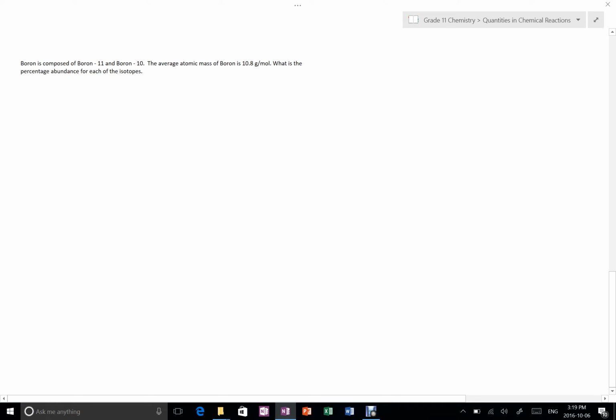So 10.8 is equal to, I'm going to use P for percent, P10 times 10 plus P11 times 11. Now I've got two variables here, so I can't solve this directly, but if I can come up with one more equation, I should be able to solve it. I'm giving you a second to think about that equation. The percentage of 10 plus the percentage of 11 has to add up to what? That's right, 100%.